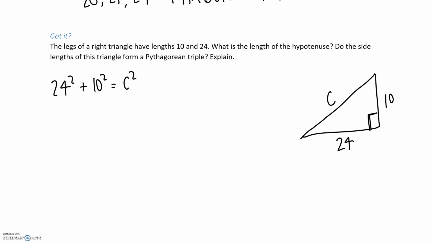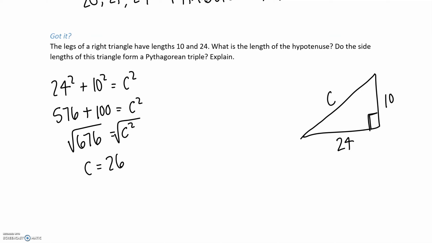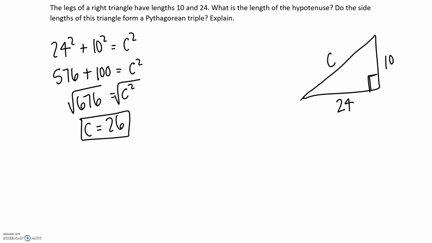Okay, so if we do 24 squared, that's going to give us 576 plus 10 squared is going to give us 100 equals C squared. So when we add our like terms together, that gives us 676 equals C squared. To get rid of this square, we are going to take the square root of both sides, which gives us C equals 26. Because C is a whole number, we can say that 10, 24, 26 is a Pythagorean triple.